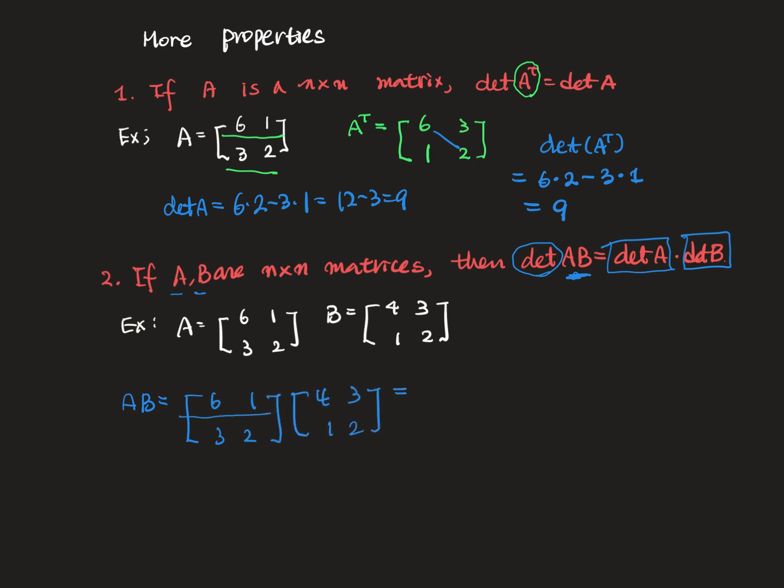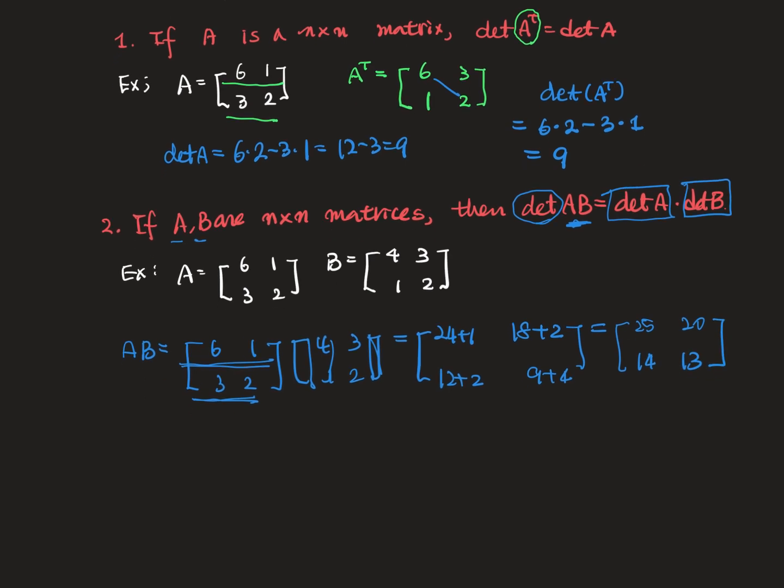So what is it? 3, 1, 4, 1. That's going to be 24 plus 1. 3, 1, 6, 1, 3, 2. That's 18 plus 2. Right? Then here it is 3, 2, 4, 1. That's going to be 12 plus 2. 3, 2, 3, 2. That's going to be 9 plus 4. So you have a 2 by 2 matrix. 25, 20, 14, and 13. That's a matrix. Let's calculate the determinant.